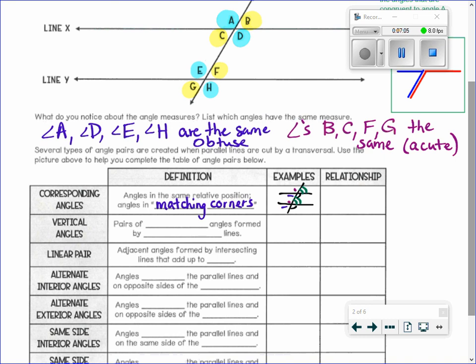So for example, let's talk about angle A. Angle A, that blue one, what letter is it corresponding with? Angle A corresponds with what other letter up here? E. A and E are both in that top left. So I'm going to write angle A, and remember this congruent symbol? Angle A is congruent to angle E. The relationship is they're congruent, meaning they are equal.